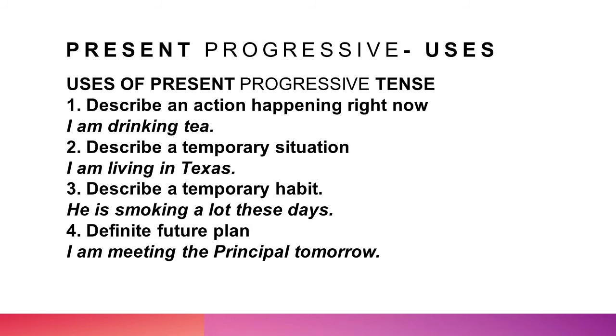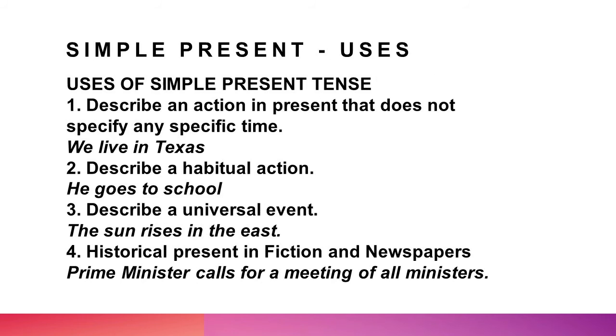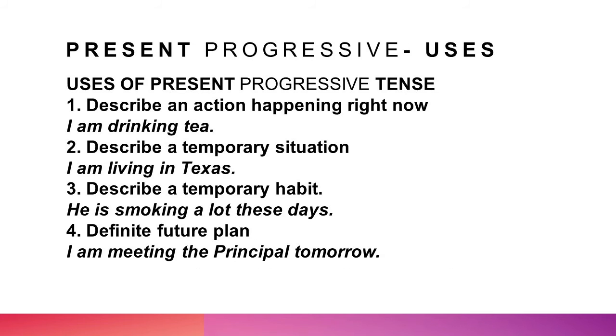Now, if you look at the previous example, let's go back to the previous slides and look at the second example. In the first example, you can see we live in Texas. Here it means it's a permanent situation. That is our permanent house. But if you come to the present progressive tense and you say I am living in Texas, it means that for a temporary time, for some time I am living in Texas, but this is not my permanent home.